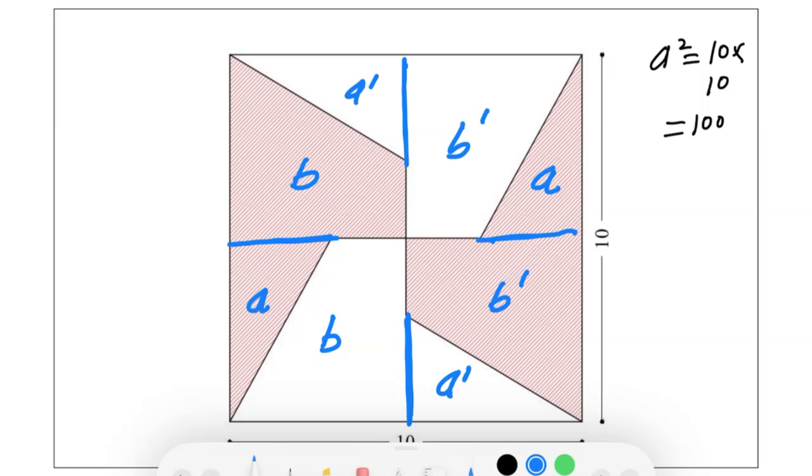So therefore, the area of the shaded region in this case will be nothing but A square by 2. Therefore, 100 by 2 equals 50. Let's move to the next question now.